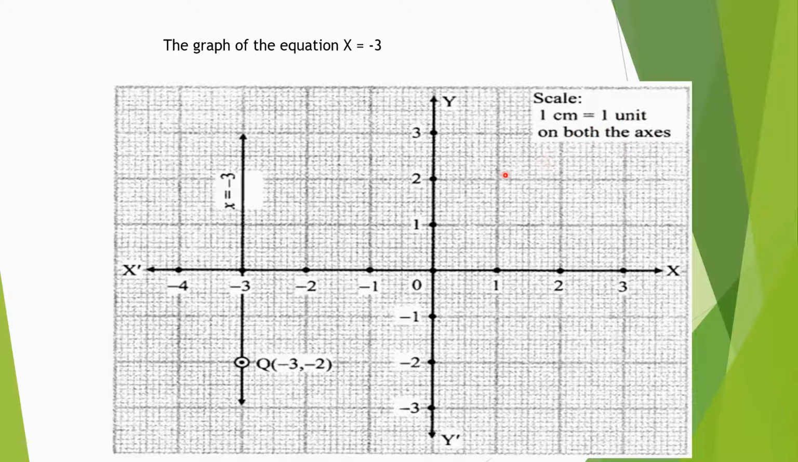Here the coordinate of point Q is (-3, -2), the x-coordinate is -3 and the y-coordinate is -2. Next we have to draw the graph of the equation x is equal to -3. Draw a line on the left of the y-axis at a distance of 3 units from the y-axis and parallel to the y-axis. This is x is equal to -3.